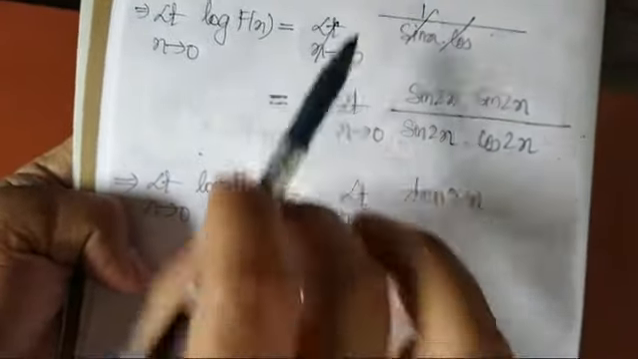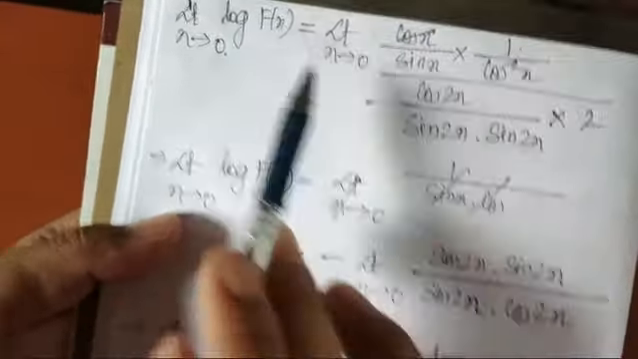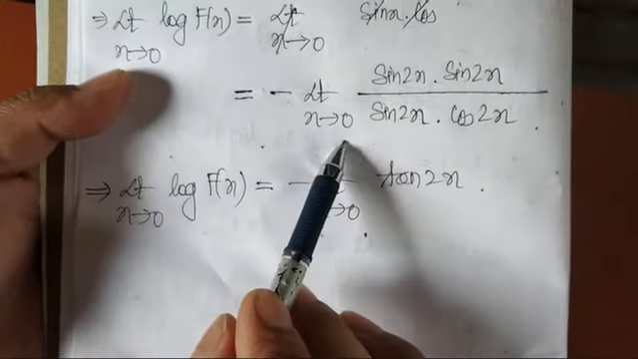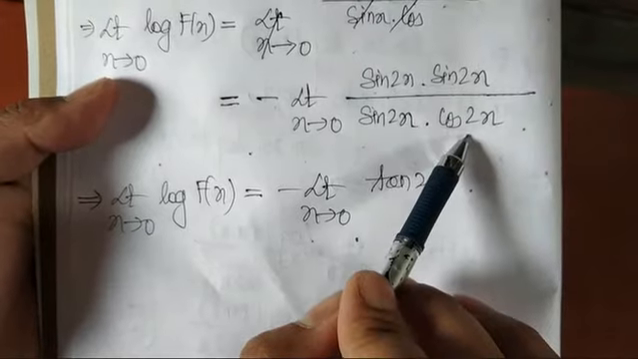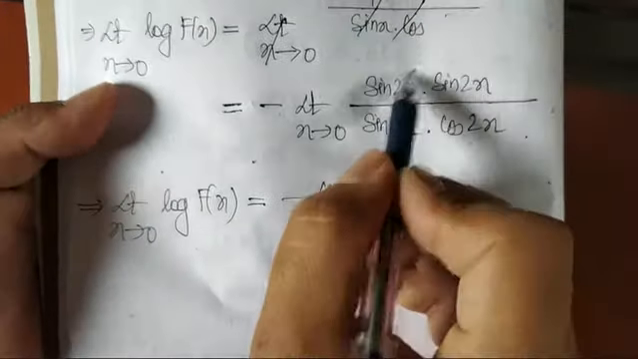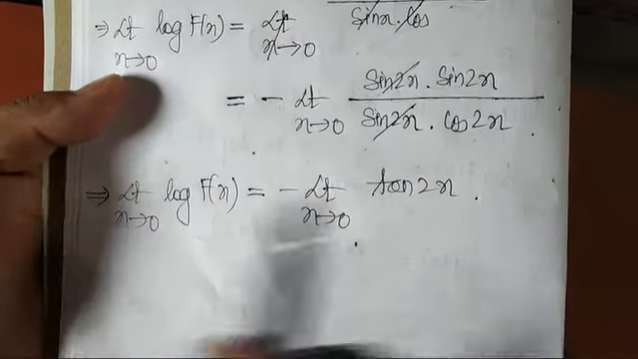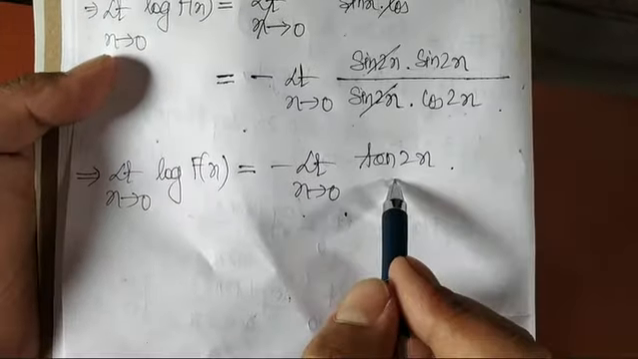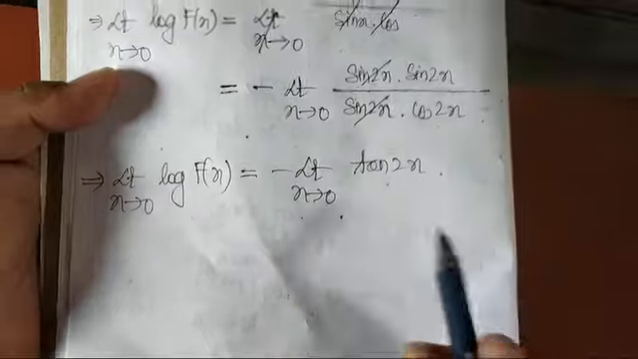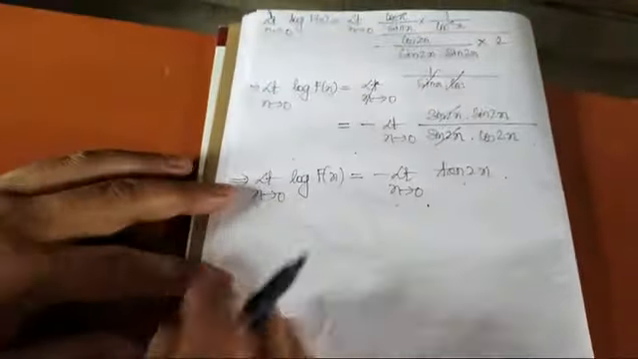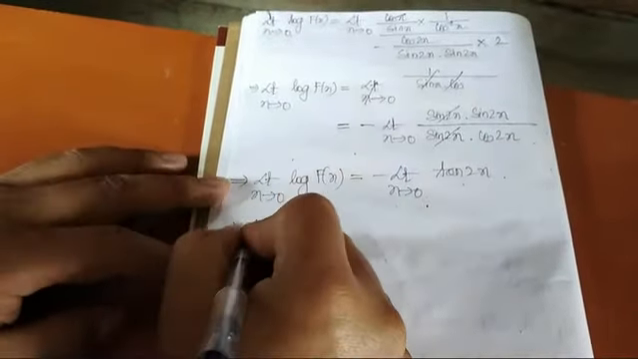This minus sign is outside of the limit. Here, limit x tending to 0, you will be getting sin 2x into sin 2x divided by sin 2x into cos 2x. Sin 2x and sin 2x get cancelled out. So sin 2x by cos 2x means tan 2x. Now I put the value for limit x tending to 0. So tan 0 is 0. Again, similar to what we did in the previous sum.